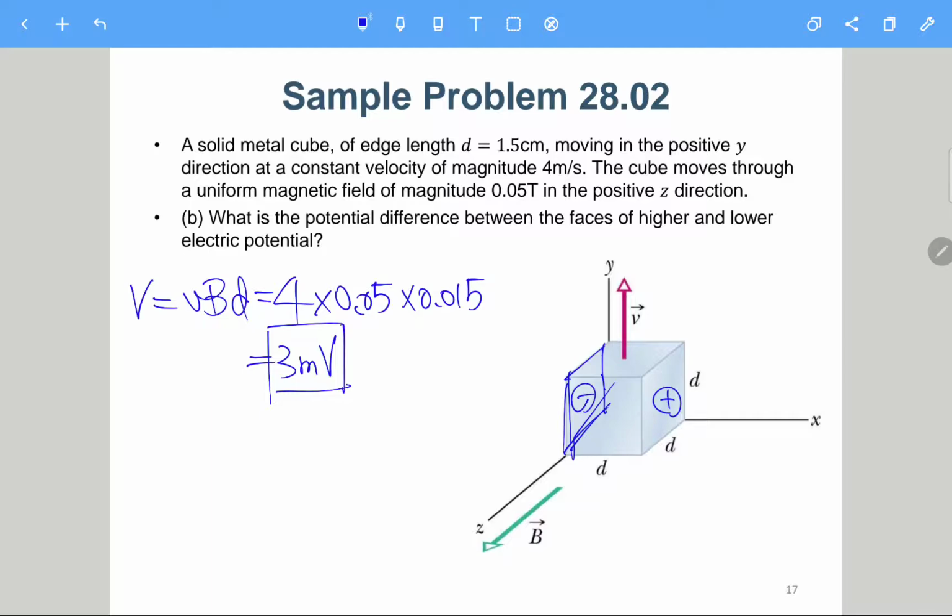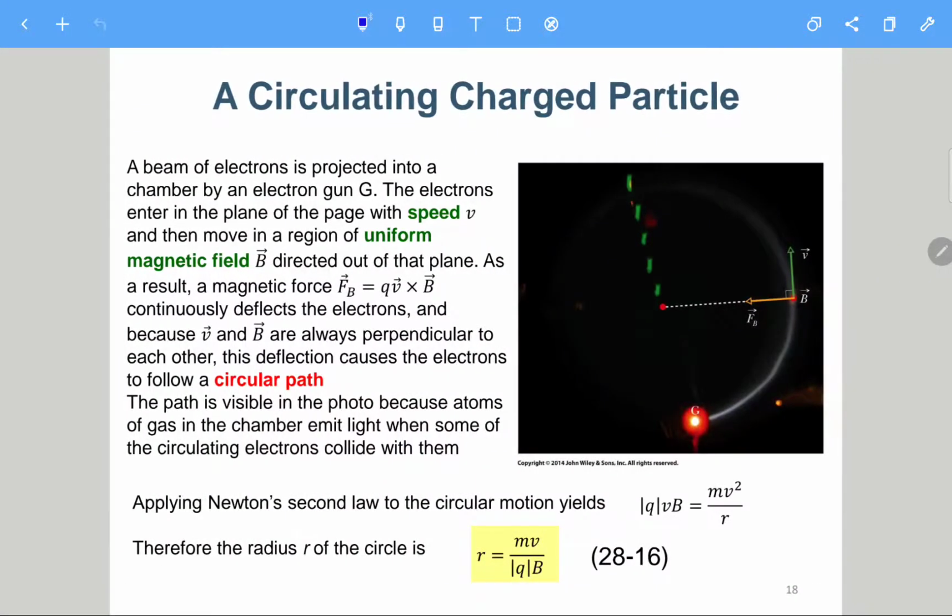Any questions? No question. So next we talk about the other effect. It's called the circulating charged particle. Actually we also have a cross field here. We assume we have the cross field.